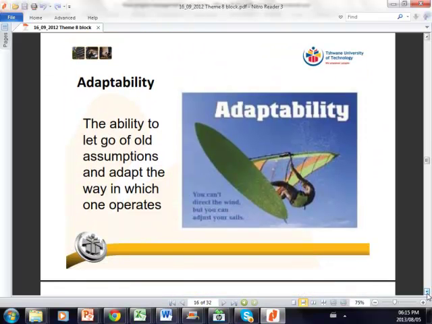Okay, adaptability. You can't direct the wind, but you can adjust your sails. Adaptability is the ability to let go of old assumptions and adapt the way in which one operates. One of the great examples of adaptability is our great rainbow nation. Almost 20 years ago, we were all at each other's throats and we were all seeing each other as the enemy. But in the last 20 years, we've had to adapt the way we see each other, and we've had to let go of those old ideas that were programmed into our heads.